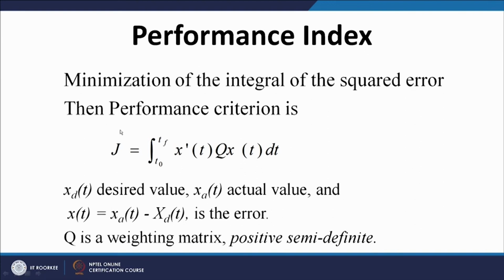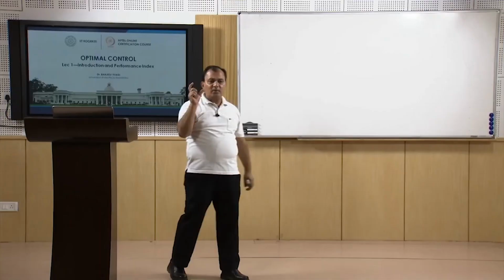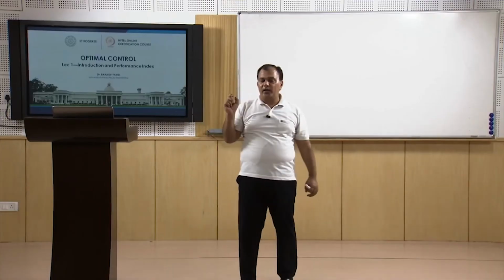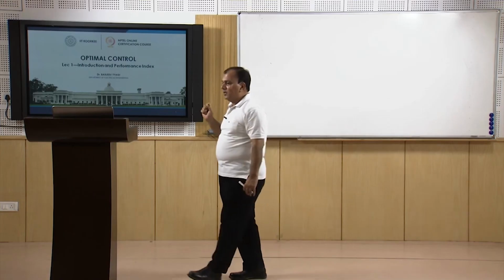If we take this, then my performance index will be J. So, x(t) we are defining as xa minus xd, where xd is the desired value and xa is my actual value, or error can also be defined as xd minus xa. In any way we can define the error. This is basically the difference between the actual value and the desired value.